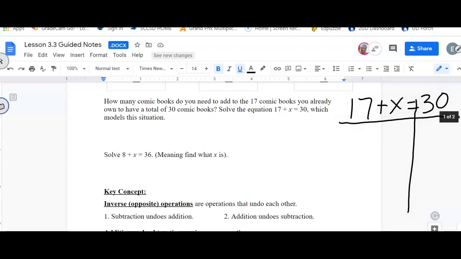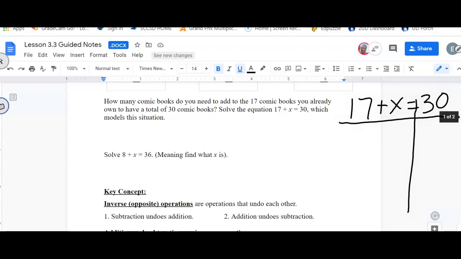What is our goal in these type of problems? Colin? To make it a true statement. To make it a true statement, we need to figure out what the value of x is. So we're looking to get x by itself. But I have 17 plus x. How could I make it just x? Anyone have any ideas? I have 17 plus x. I just want x. Elian? Subtract 30 by 17.